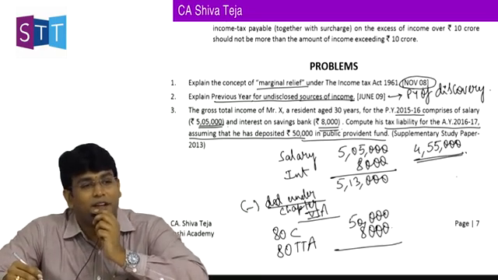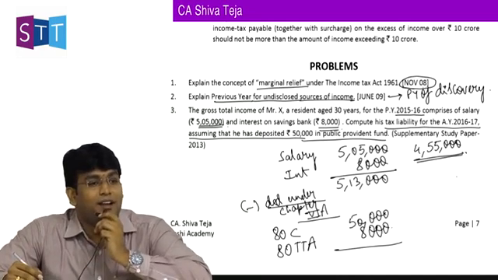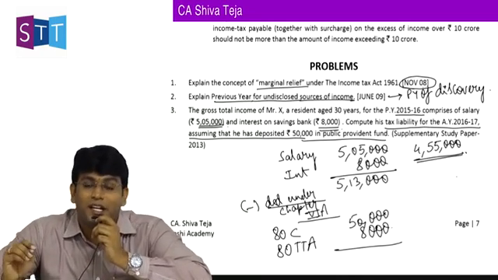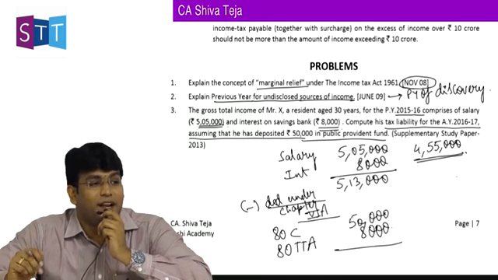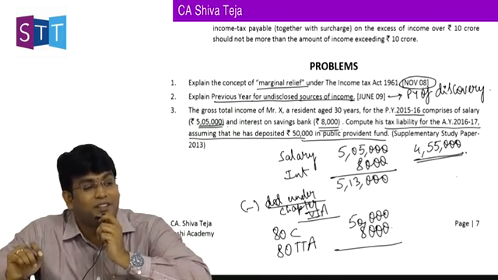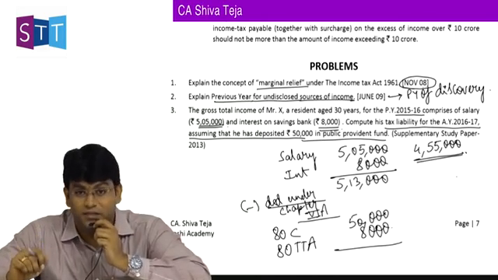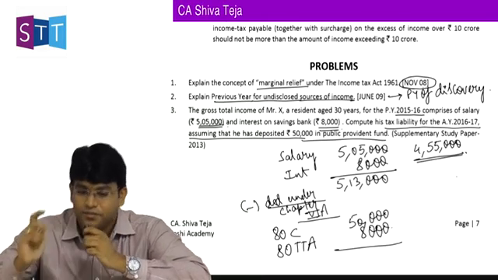If my income is 4,55,000, tell me one interesting point. Can I claim rebate? Because I told you, in order to claim rebate, total income must not exceed 5 lakhs. Total income means after deduction, not before deduction. I told this to you already. What will be your tax?